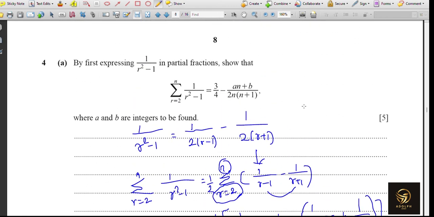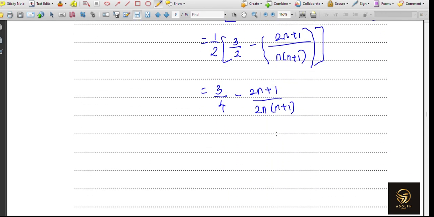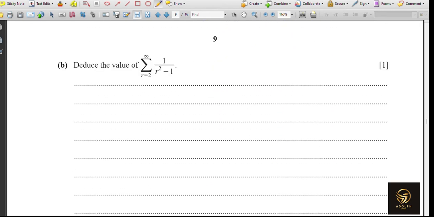In the given one, actually a and b are the two values, but they did not ask us to find out or write the values of a and b. But still, if you feel it, you can write the values very well. Next subdivision is we have to deduce the value of the summation r equal to 2 to infinity, which means we have to find the sum to infinity. So we will be using the previous result, that is 3 by 4 minus 2n plus 1 divided by 2n into n plus 1.